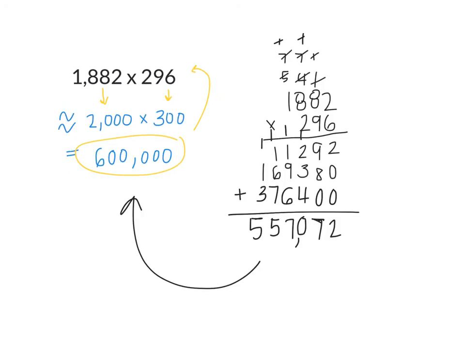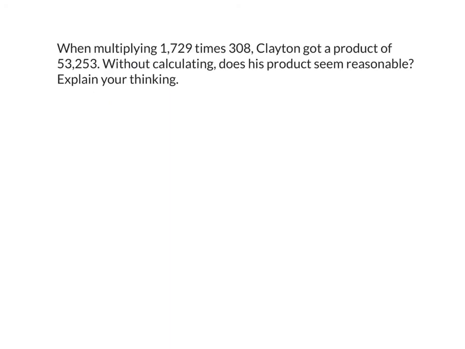Now that we know that our actual product is 557,072, how does that compare to our estimate of 600,000? Does it have the same number of place value units? Okay, that's good. It shows we're kind of in the right zone. Is it greater or less than our estimate? Did we want it to be less than our estimate? So we feel good, and we can put that check mark saying, my estimate says that my answer could be correct.